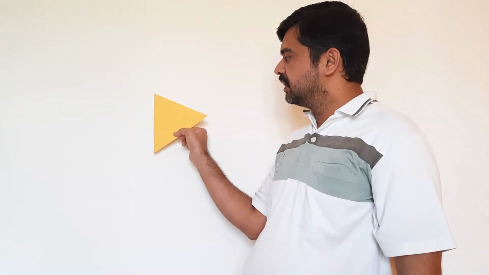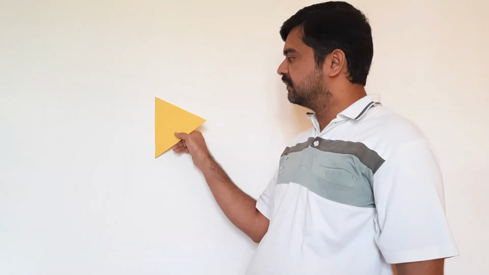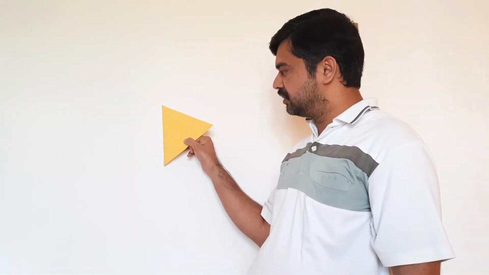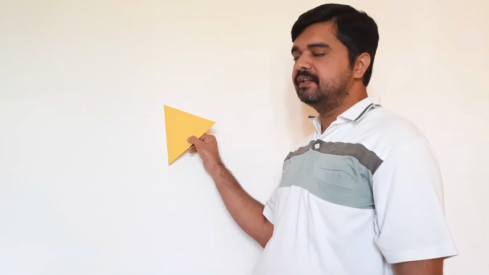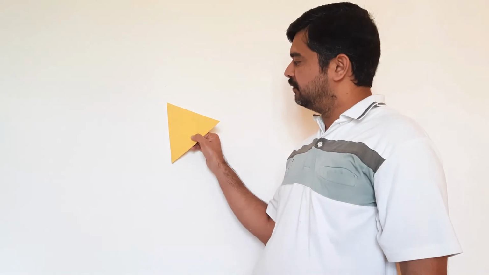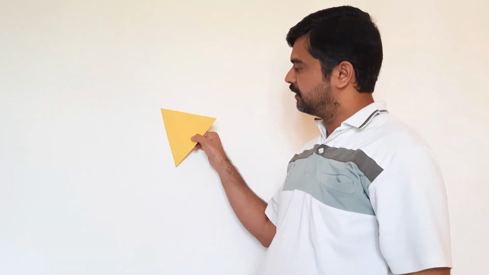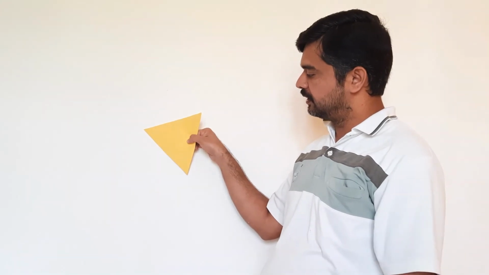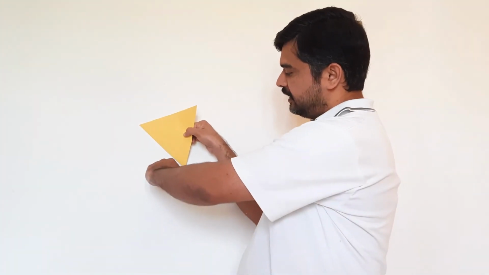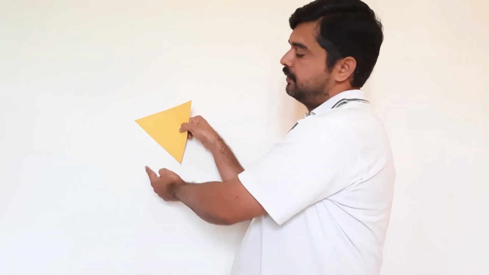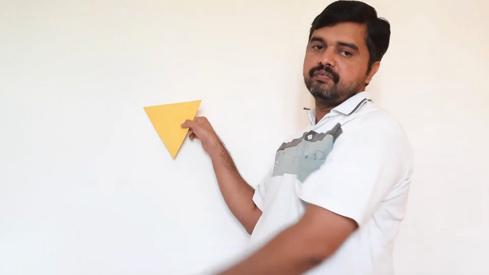Next, I will satisfy the last condition. The resting edge may be making an inclination of 30 degrees with HP. Now it is perpendicular to HP, and this is the resting edge. So now I will rotate like this so that this resting edge makes an inclination of 30 degrees with HP. So this is how we are going to satisfy the condition.